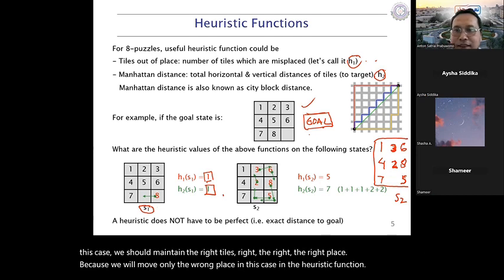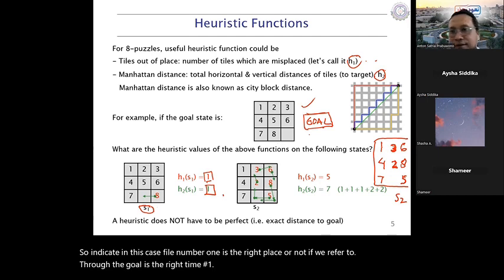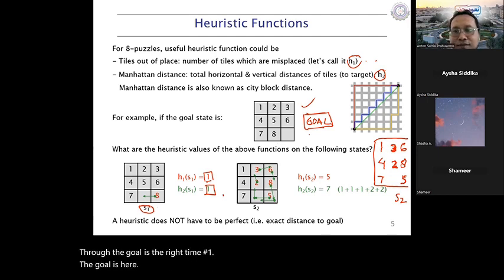So in this case, is tile number 1 in the right place or not? If we refer to the goal, the goal is here. Is it wrong or misplaced? Tile number 1 here, is it in the wrong location or the right location?